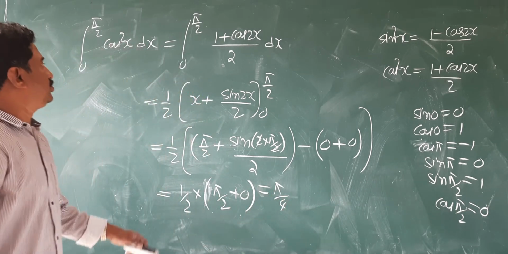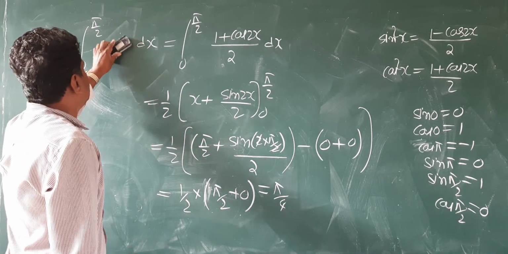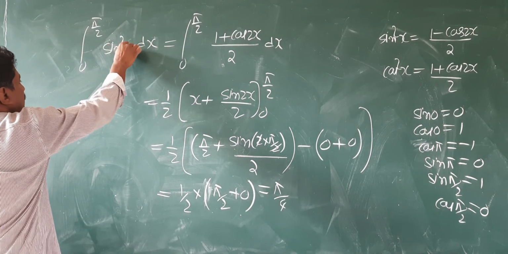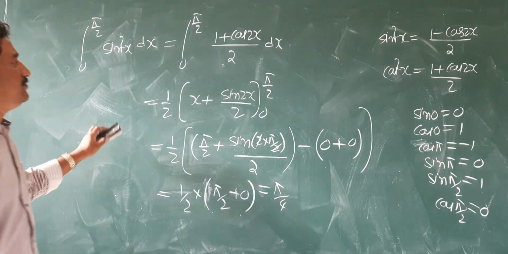Solve one more question of the same type. Instead of cos square, take sin square x. You solve one more question of a similar type.